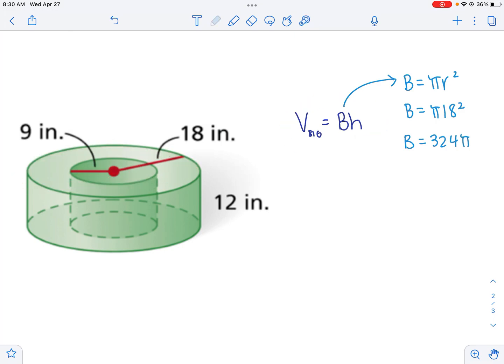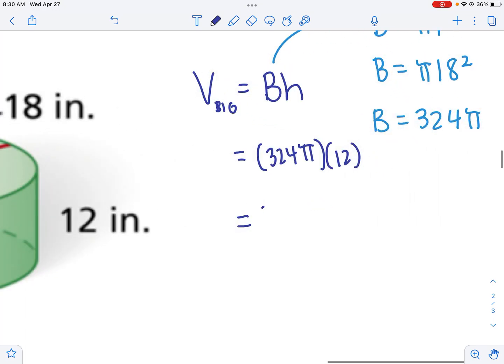I'm going to go back over here to figure out the volume. So the volume of it would be the area of the base, which we just found was that pretty big number, 324 pi times h, which is how tall it is. That would be 12. So now I need to figure out what is 324 times 12. And that would be 3,888, don't forget our pi, inches cubed.